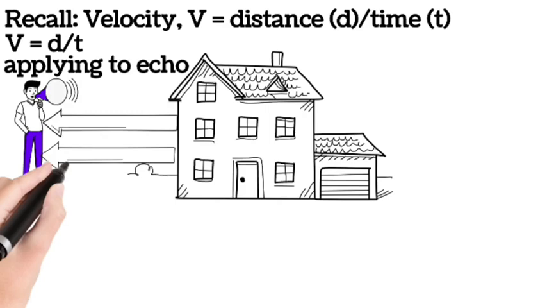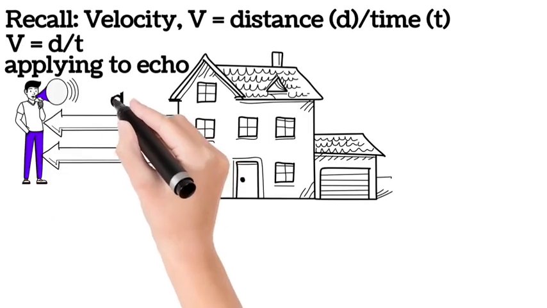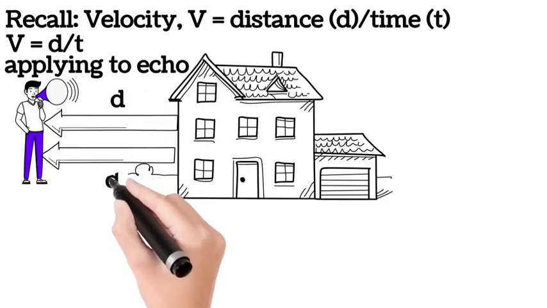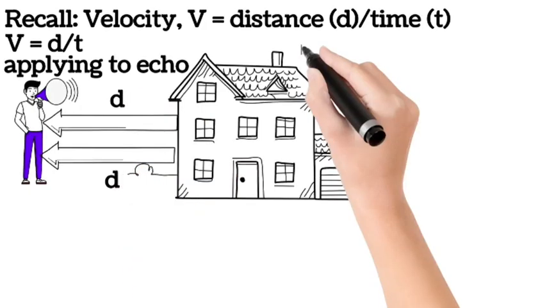Now you can see that there is a distance between this boy and the wall. We have the first distance, which is the distance for the sound wave to travel from where the boy is to the wall, and the distance for the sound to be reflected back. So this distance, we call it the total distance of sound wave, or you can call it capital D. Instead of small d now, we call it capital D.